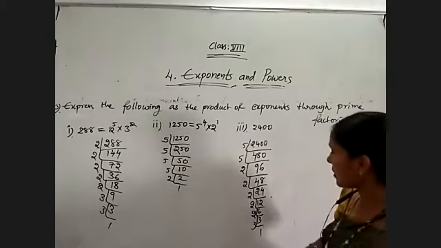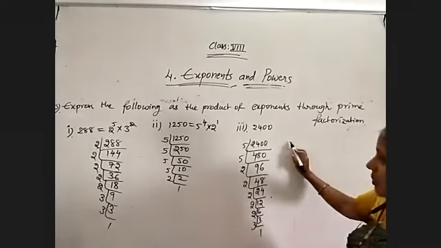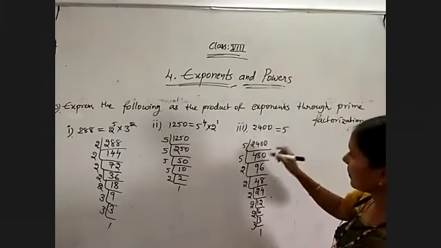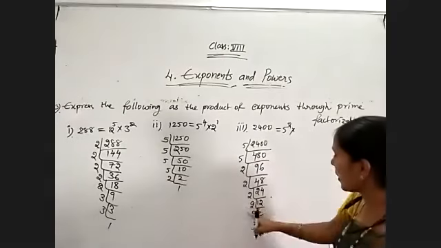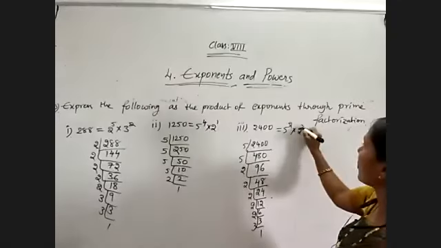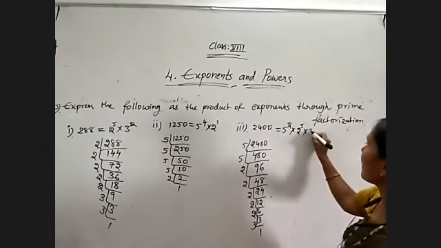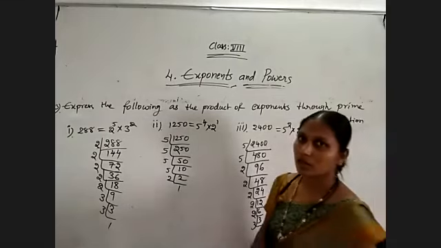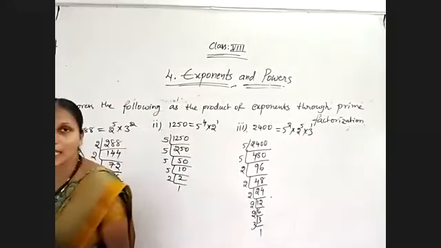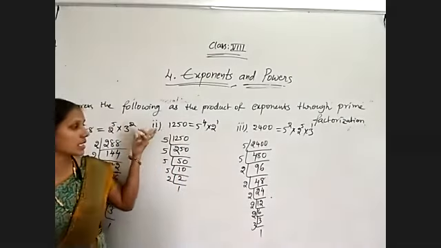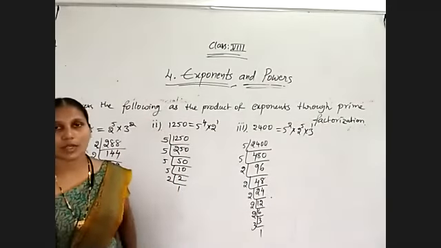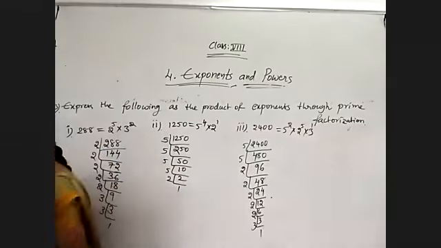Now how many different numbers did we get? 3 numbers. 5 came 2 times, and 2 came 1, 2, 3, 4, 5 times, so 2 to the 5, into 3 came 1, so 3 to the power of 1. Okay, like this we must use the prime factorization method to express the given numbers in exponential form. Okay, next.